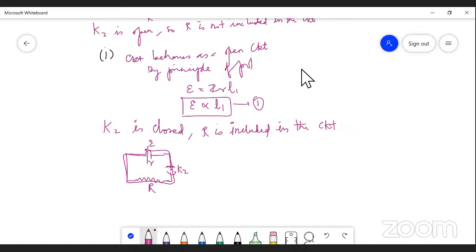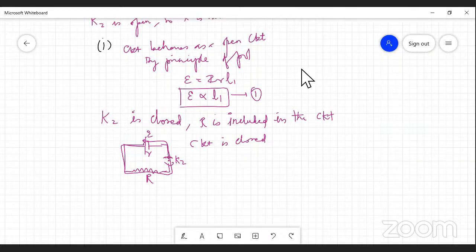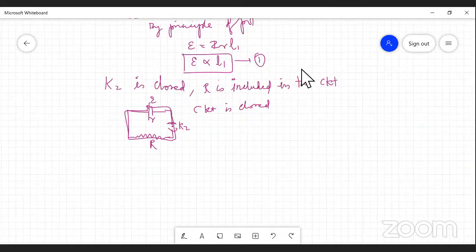So we cannot measure the EMF of the cell directly. Here, the circuit behaves as a closed circuit. So now, what is the amount of current flowing through the circuit? We shall speak about it. What is the amount of current flowing through the circuit?